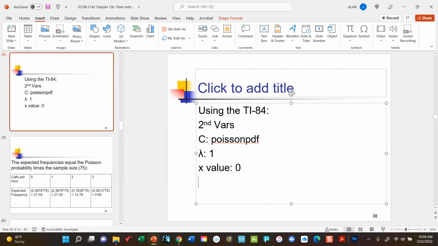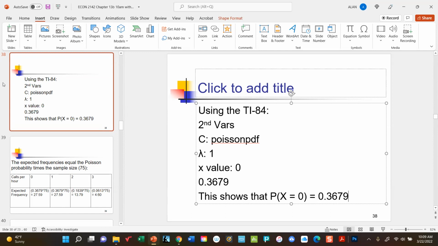and that comes up to 0.3679, let's say. So this shows that P(X = 0) is 0.3679. Okay, and then of course you follow them all, do them all the same way.